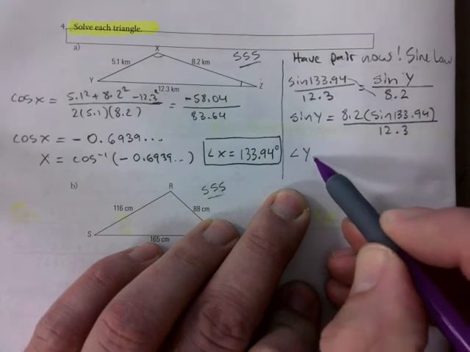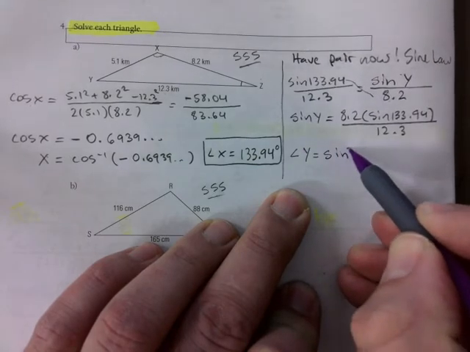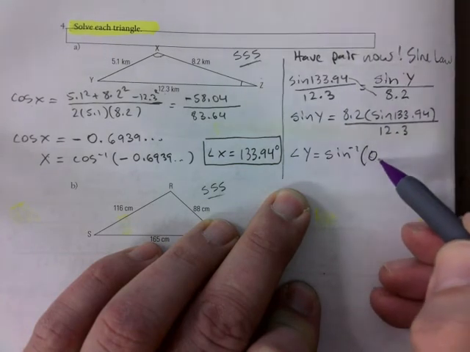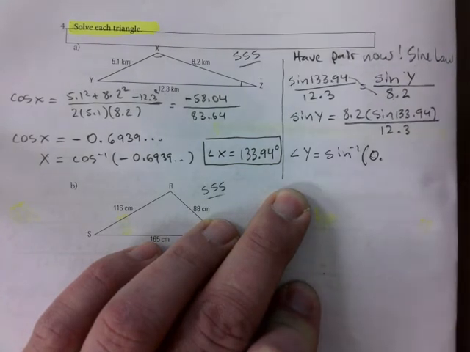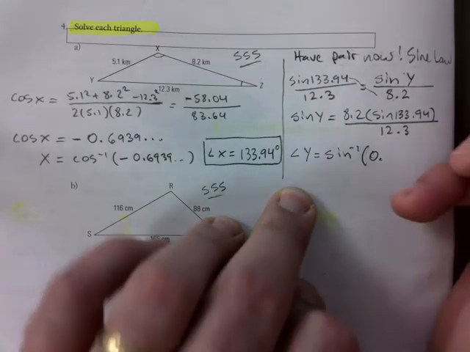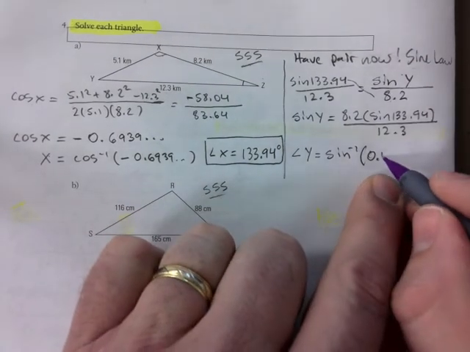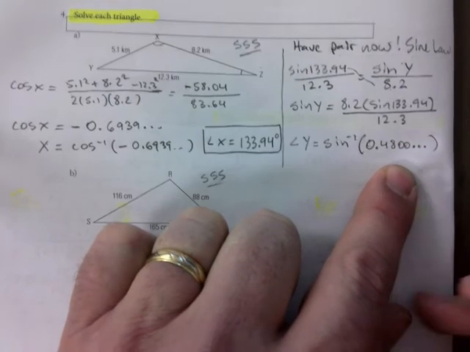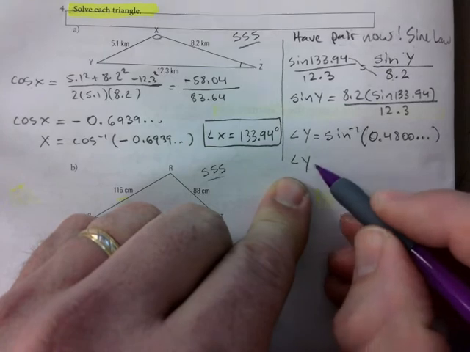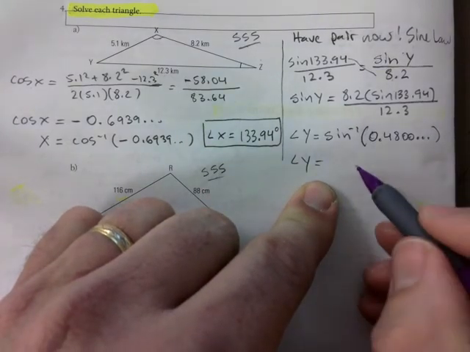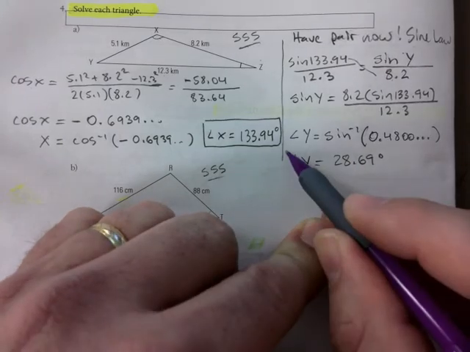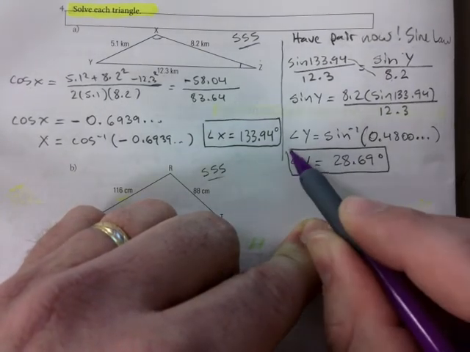Angle y would be sine inverse of whatever I get here, which should start with a 0. If it doesn't, you made a mistake. Go back. Don't even call me, okay? I'll be busy. I'll say I can't help you, right? Not trying to be mean, just I can't help you. Y is 28.69 degrees. Now I have my second angle.